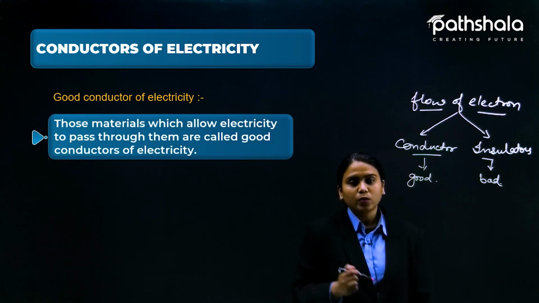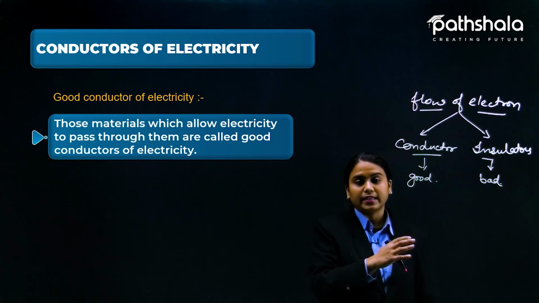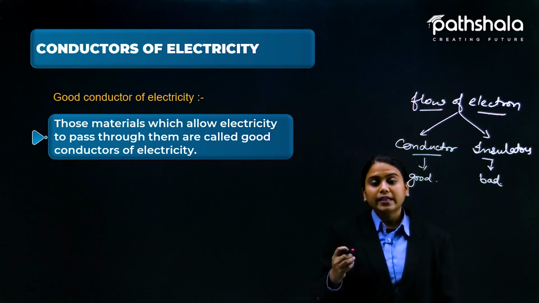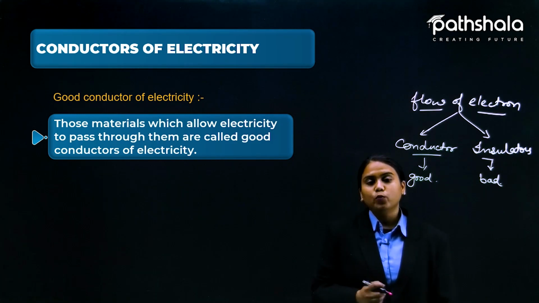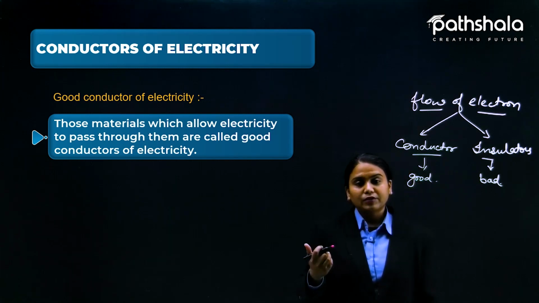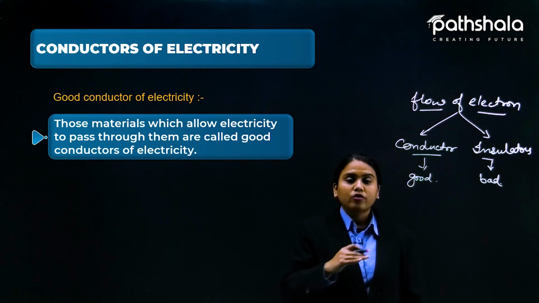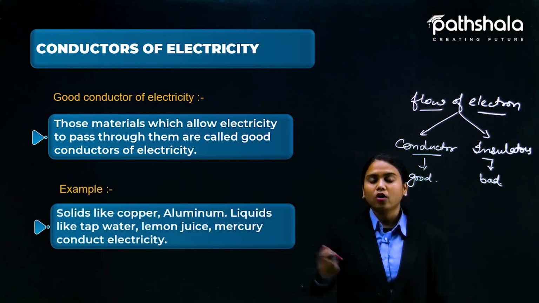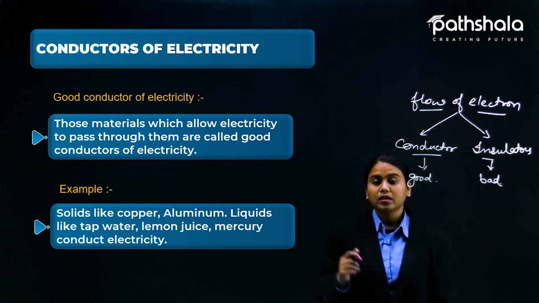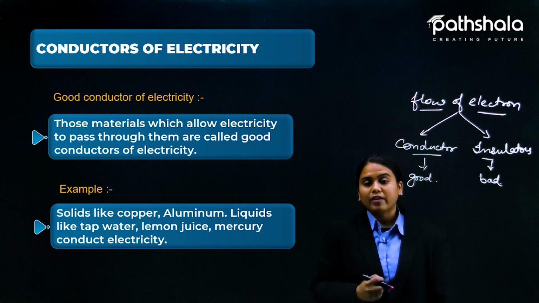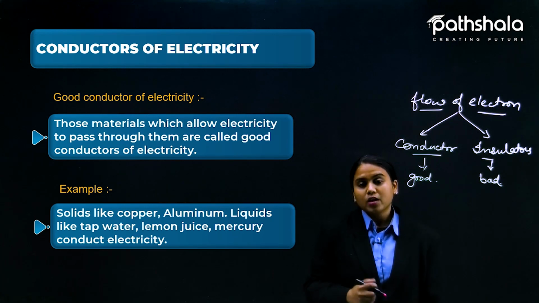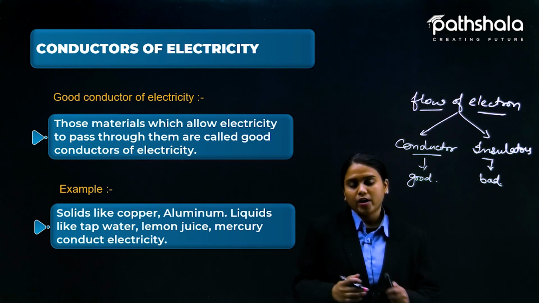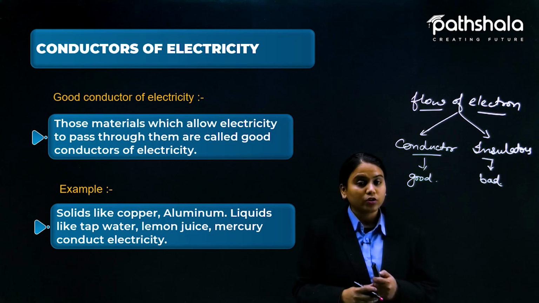Good conductors of electricity are those materials which allow electricity to pass through them. It means that electrons are moving from one position to another. For example, solids like copper, aluminium, all kinds of metals. Even liquids have the capacity to let current flow through them, like lemon juice and water. Not all kinds of liquids allow electricity to pass through them.